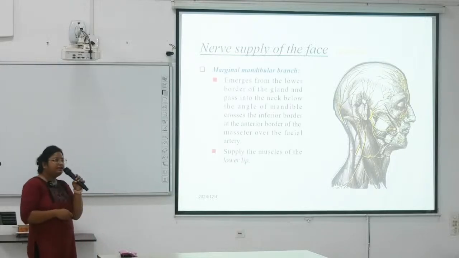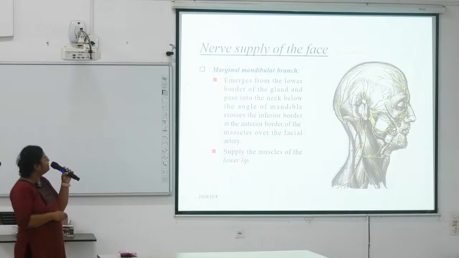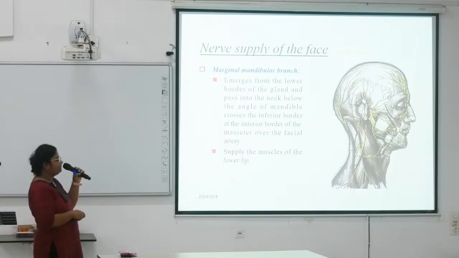is the marginal mandibular nerve. Okay, here in this region this is the buccal nerve, and this is the marginal mandibular, and here is the cervical. So the marginal mandibular emerges from the lower border of the parotid gland, passes into the neck below the angle of the mandible, crosses the inferior border of the mandible at the anterior border of the masseter muscle over the facial artery.